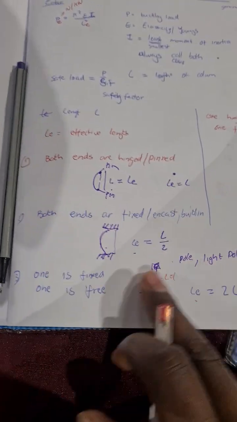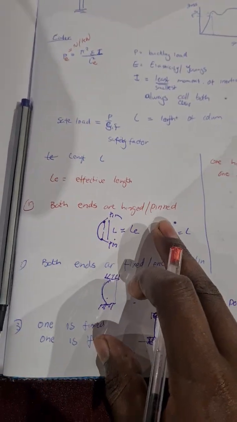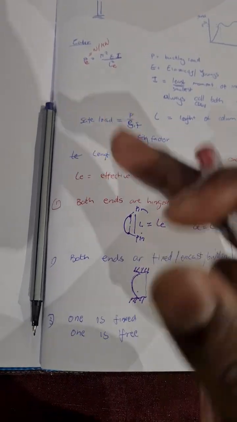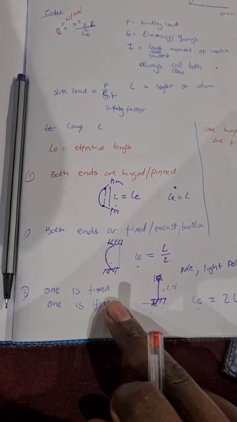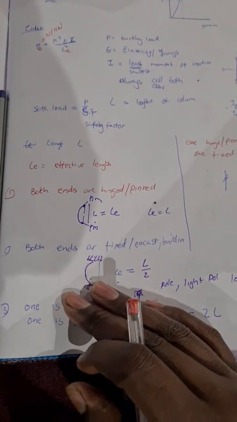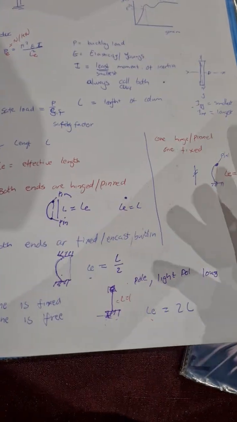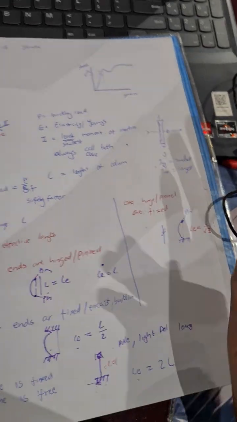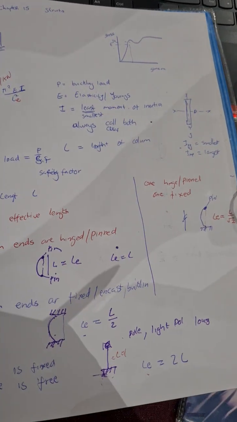Then the effective length, obviously, your statement will tell you. If they say both ends are hinged, then you know. If they say both ends are fixed, you know. If they say one is fixed, man, it's easy. It's just direct substitution. There's nothing to it, basically.